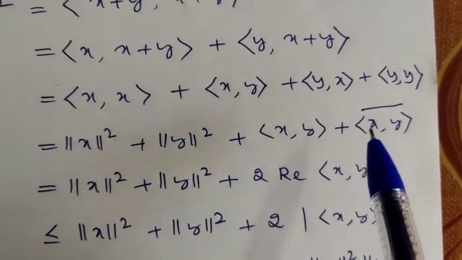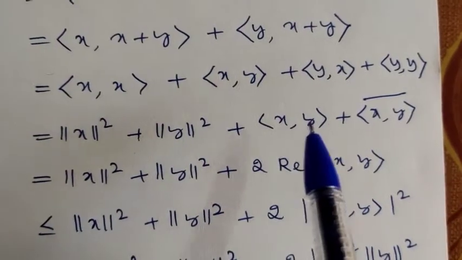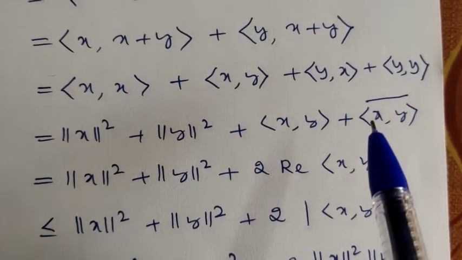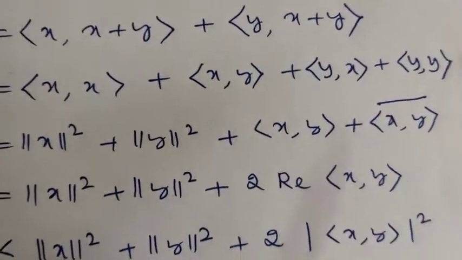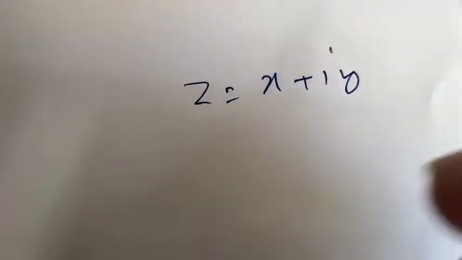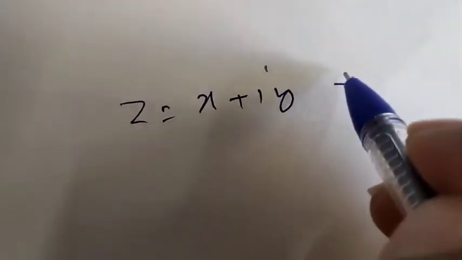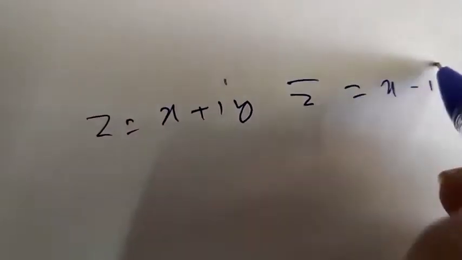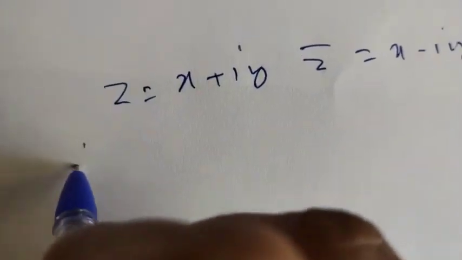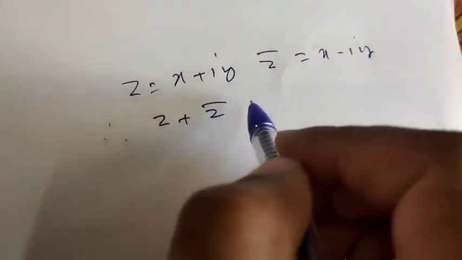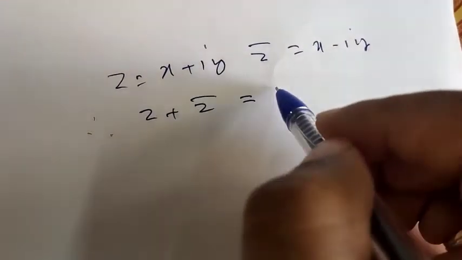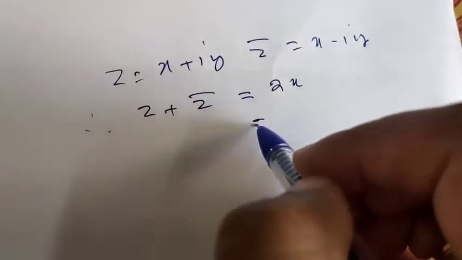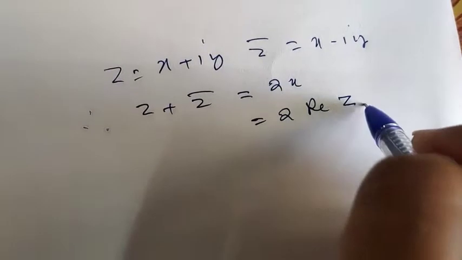This y comma x can be written as the conjugate of x comma y. Now z plus z bar. What is z plus z bar? If z is equal to x plus iy, and z bar is what? It becomes x minus iy. Therefore z plus z bar gives 2x, which can be written as 2 times real of z, right? So that property we have used.